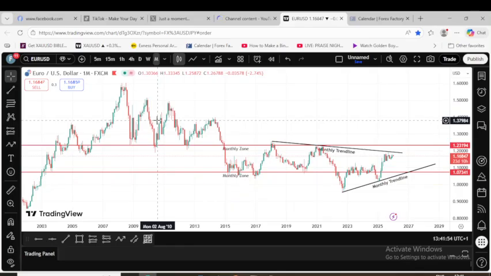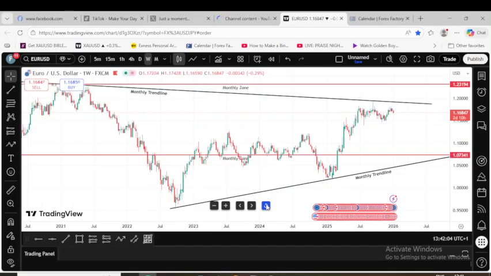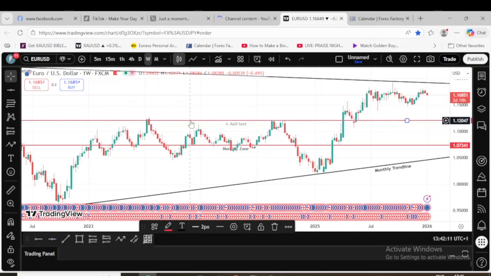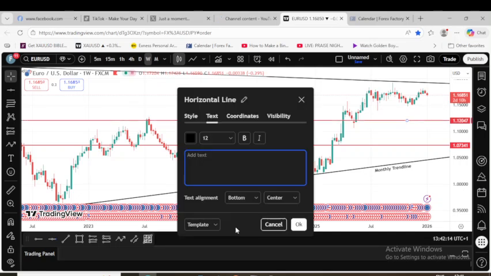There's a bit of a zone here, but price has violated this region too many times. Now go down to the weekly time frame. Now we do the same thing. We identify our zones and trend lines. There's a zone here. This is our weekly zone.